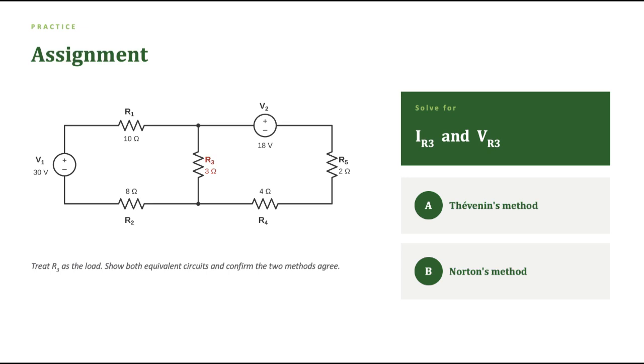This time, R3 is the load. 2 independent sources, none dependent, so RTH comes from straight suppression: short both voltage sources and reduce. The drawing is where the understanding lives. Find the current and voltage in R3 using A. Thevenin's method, and B. Norton's method.